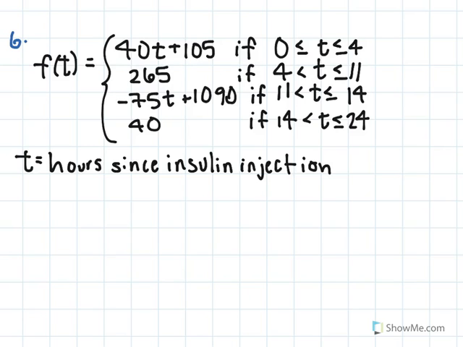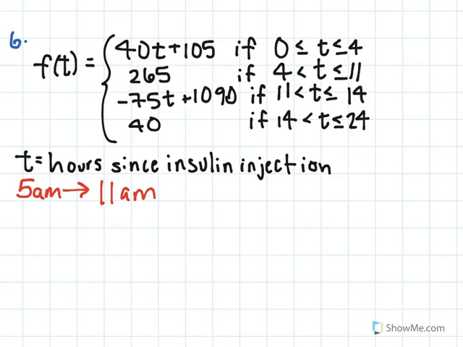-75t plus 1090 if t is greater than 11, less than or equal to 14. And the blood sugar level would be 40 if t was greater than 14 and less than or equal to 24. So the question here is, if a patient was given insulin at 5 a.m., what would their blood sugar level be at 11 a.m.?